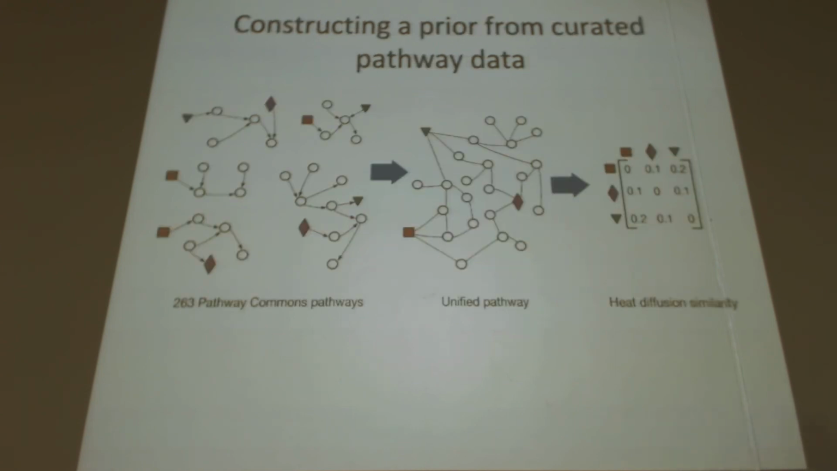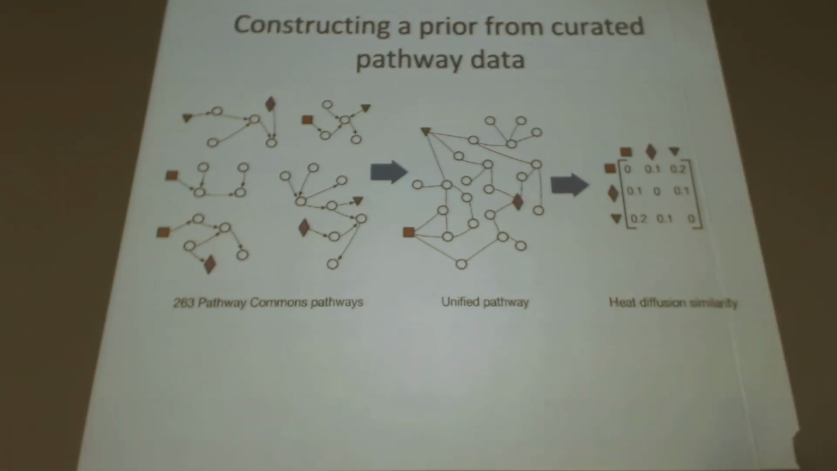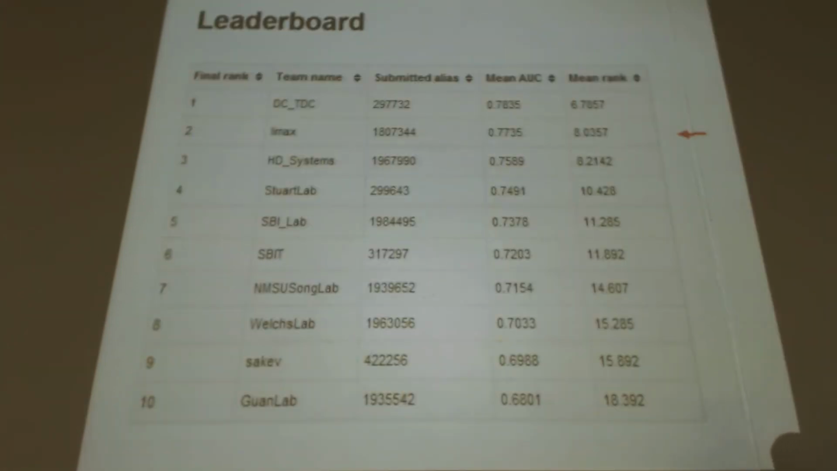So this is exactly what we did, is we took these pathways that had at least two of the targets that the organizers were interested in. We combined this into a single graph. We applied heat diffusion, and this produced a matrix that told us how much interaction or how much causality there is from protein to protein. Just by itself, just submitting the prior, scored in second place.